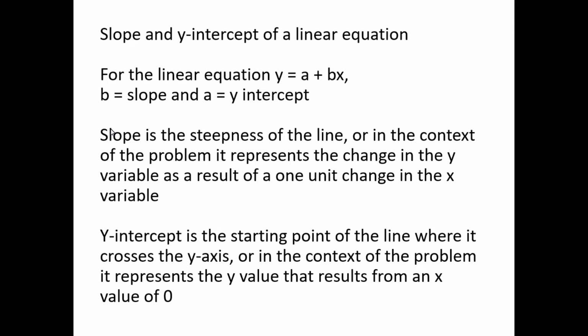The y-intercept is the starting point of the line where it crosses the y-axis. Or in the context of the problem, it represents the y value that results from an x value of 0. Using that same example, if we were going to talk about a cell phone bill, we would say that before you've used any gigabytes of data, there's some activation fee or set amount that you're paying per month that's a flat fee. So maybe you pay $10 a month plus $7 a gigabyte. Those numbers might be ridiculous. It might be $7 a terabyte. I honestly haven't looked at my bill in a while, but basically the intercept is what it would cost if you use 0 for your x. So in this case, the cost of the cell phone plan before you've used any data.